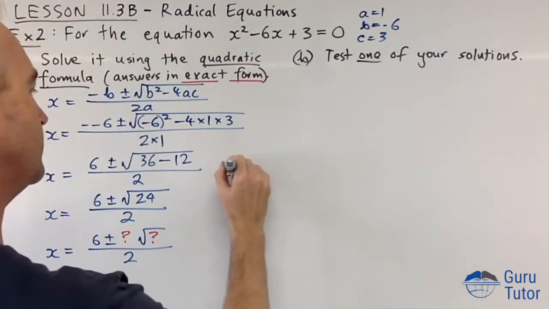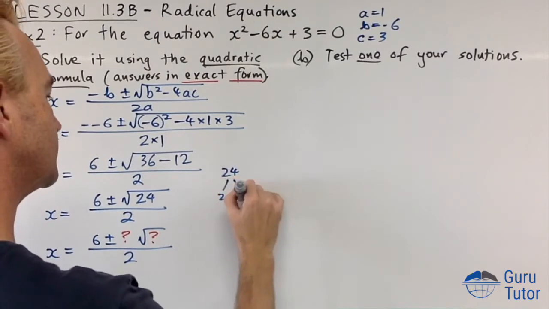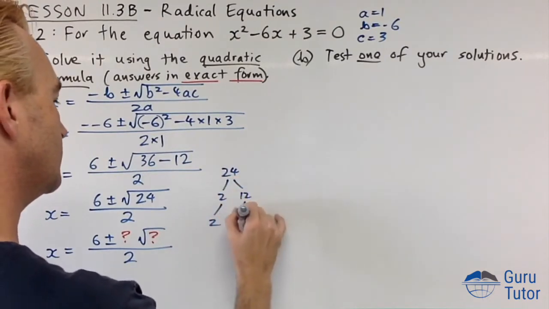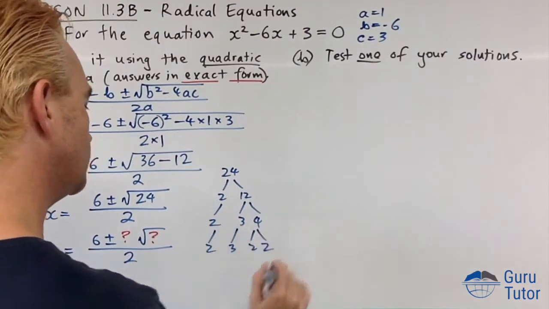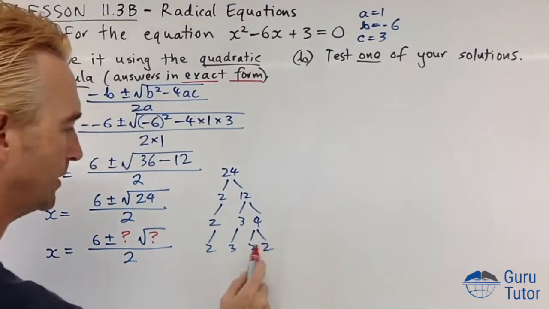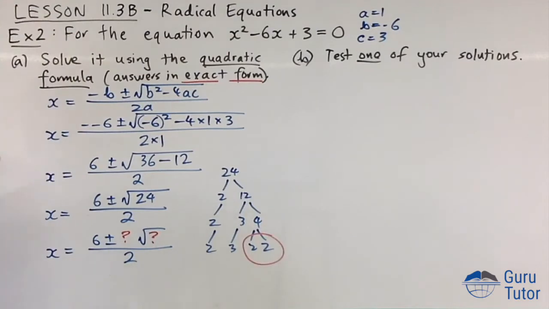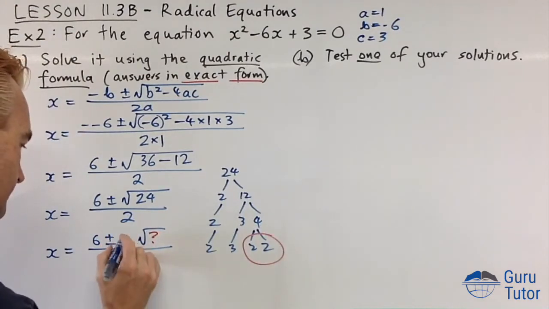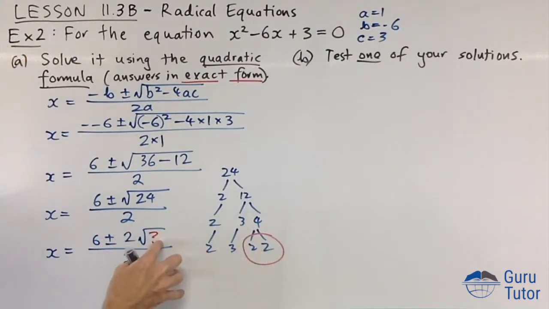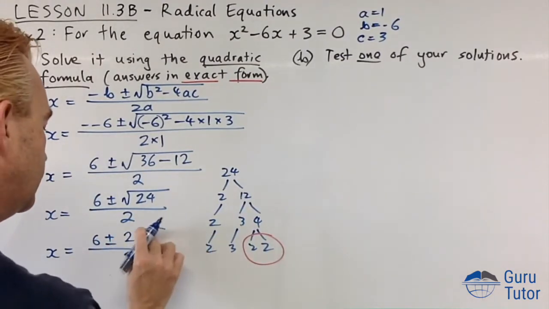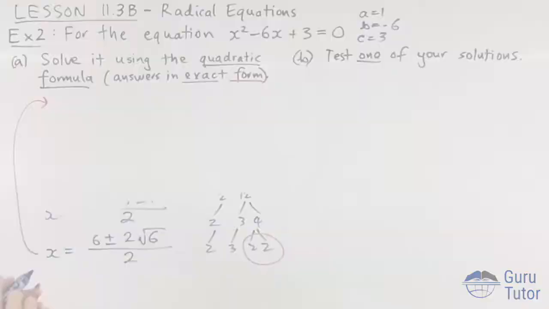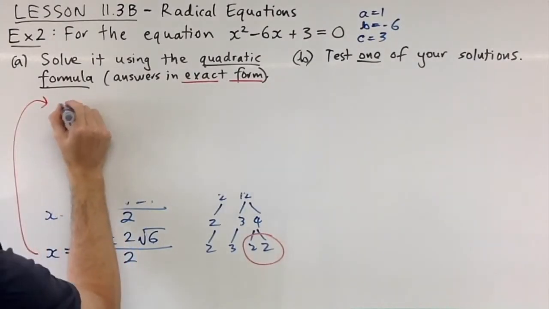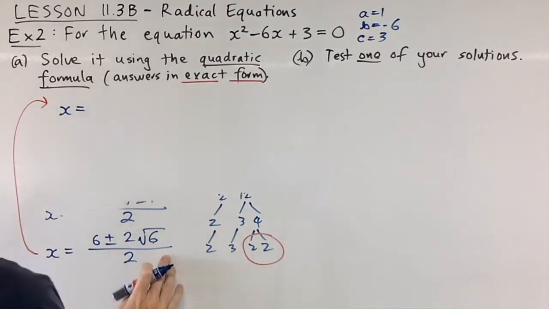So root 24 factor tree, 2 times 12, 2, 3, 4, 2, 3, 2, 2. Got any pairs? Yes, we've got a pair of 2s. 2 comes out the front. So remember that's like a 4 inside, and then that gets square rooted, becomes 2 outside. And we've got a 2 and a 3 left over inside, which is 6. Okay? Now x equals, and what we do now is, we can simplify this.